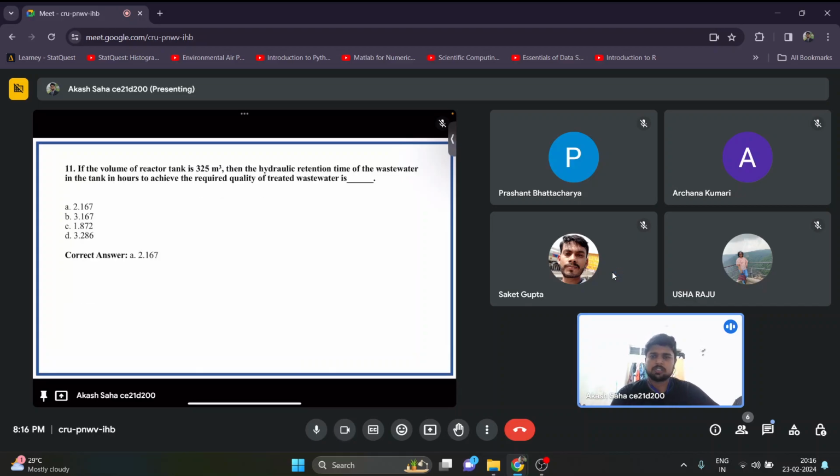The answer is 2.165, and this is the solution. My V is 325 and Q is 18,000 into 200 by 1000, because I am converting liters into meter cube. So you'll get 0.09 days or 2.167 hours. So directly we can get the answer.